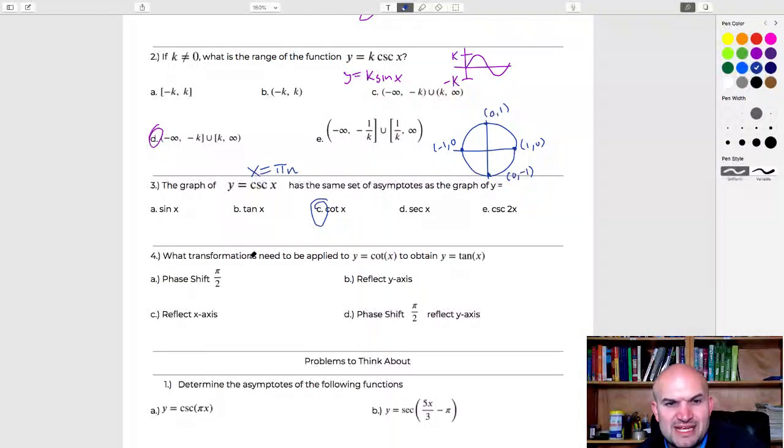Number 4, what transformations need to be applied to y equals cotangent of x to get y equals tangent of x?